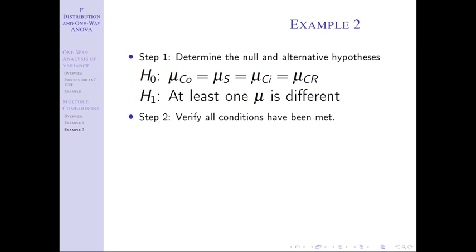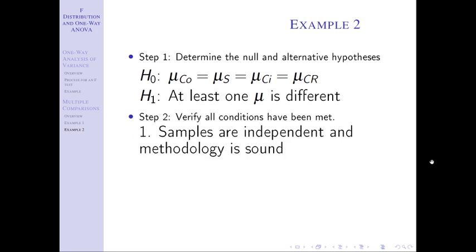When we talk about our assumptions, again, nothing jumps out on the methodology. We have no reason to think the samples aren't independent. So again, this goes back to what we've talked about before. We're going to kind of assume everything is kosher unless we see something in the problem that says, wait a minute, I can't believe we would try to do that. So again, we're going to assume the samples are independent, the methodology is sound.